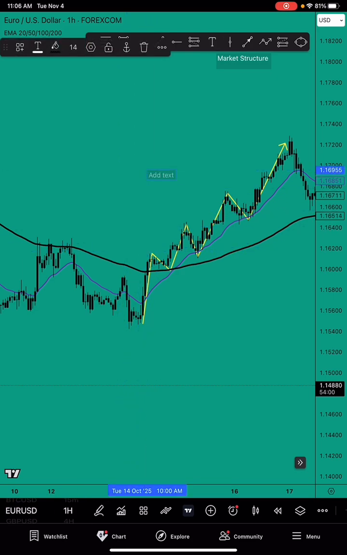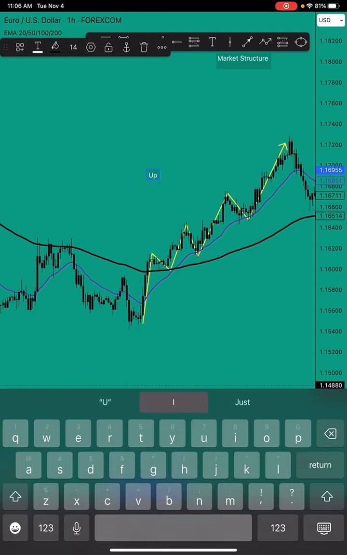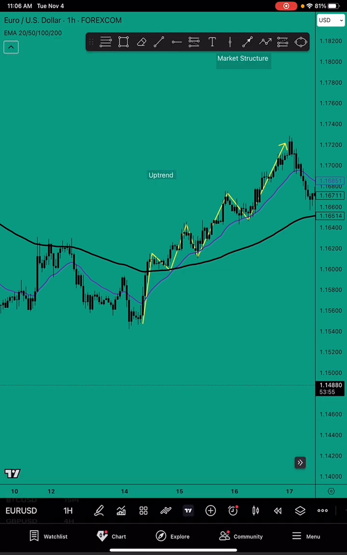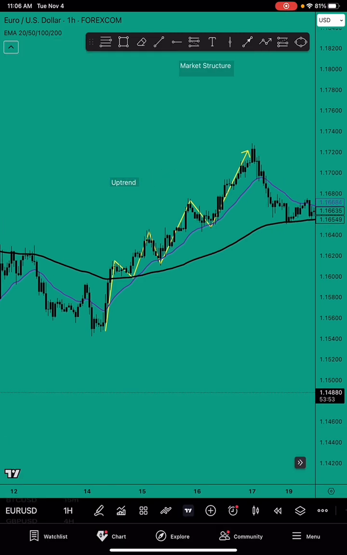It's difficult to do this on a tablet. On an uptrend, this is how the market moves. It makes higher lows, higher highs, higher lows, higher highs, higher lows.